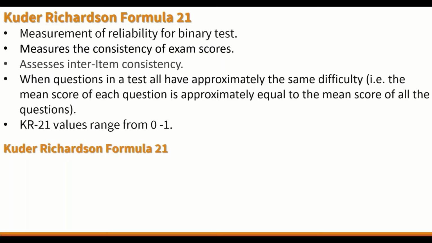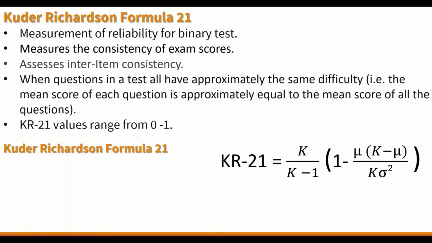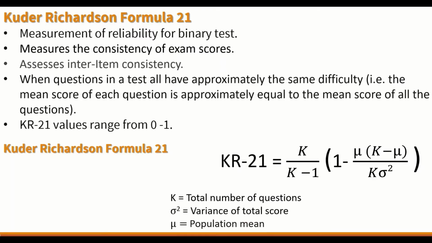Kuder Richardson Formula 21 is described here as equal to K divided by K minus 1, multiplied by 1 minus the division of mean multiplied by the K minus the mean, divided by the K multiplied by the variance. The K here stands for the total number of questions. The variance is the variance of the total score, and the mean is the mean of the population.